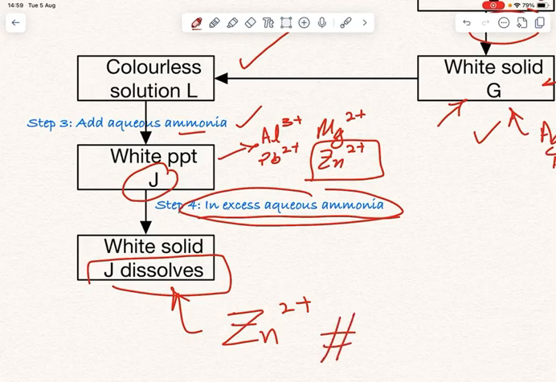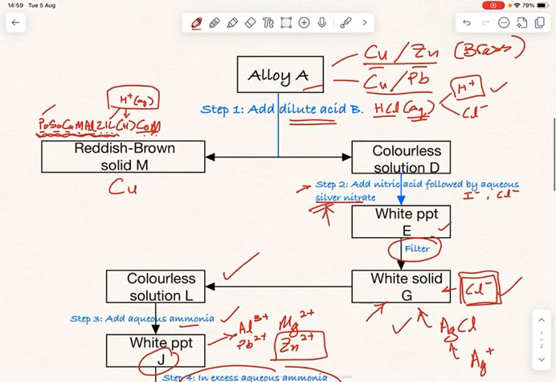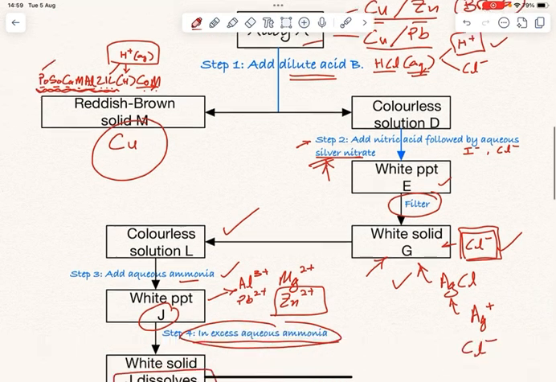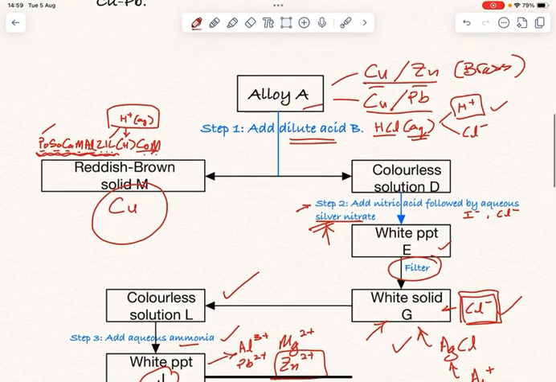It means obviously our alloy must be copper and zinc. So the winner is the copper and zinc alloy, which is your brass.